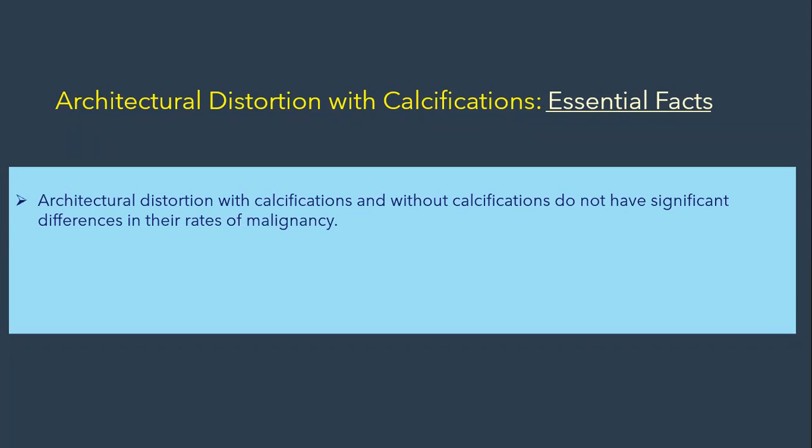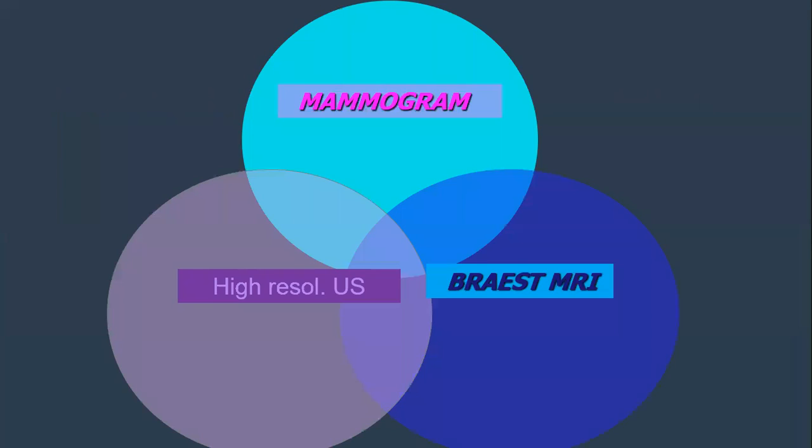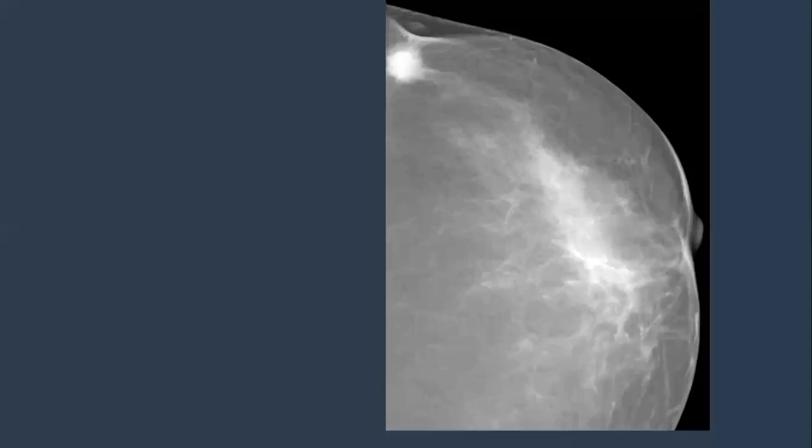The presence of calcification is going to support the visualization of the lesions in the images to get biopsied, yes. Especially if the architectural distortion is subtle but associated with calcification, it is going to help in targeting for biopsy by stereotactic techniques. Okay.